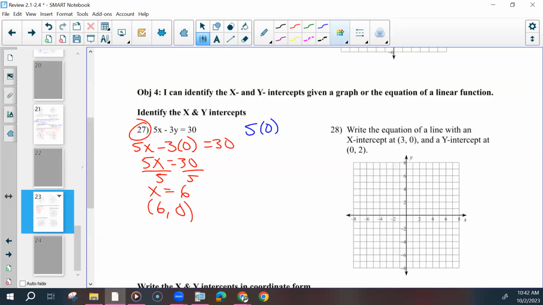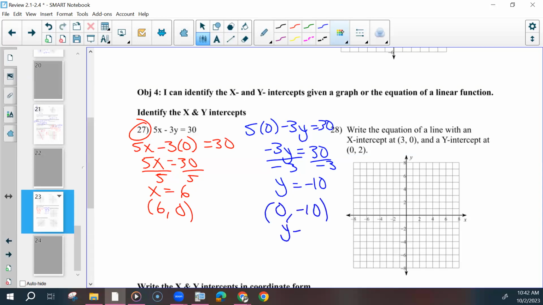We put 0 in for x now. We could drop this. Divide by -3 on both sides. And then write that as an ordered pair. Anytime we're solving for y, x is 0. And just make sure you label what I'm doing.